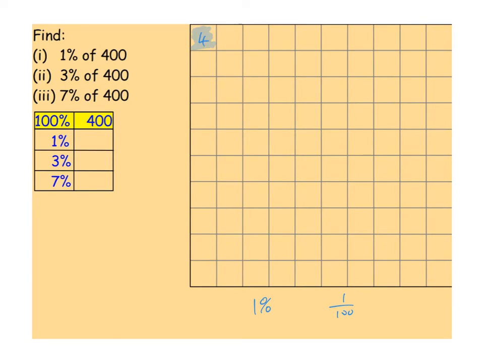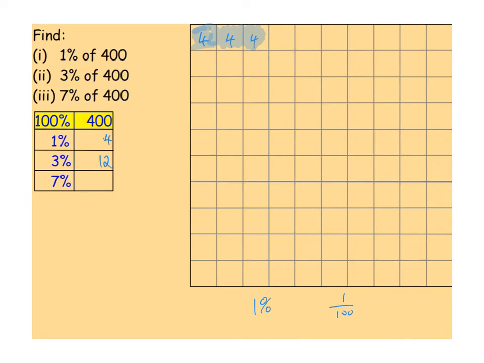I can write it in like that. 1% of 400 is 4. If I want 3%, well then I need to know what all 3, including the very first one that I shaded, all 3 that I've shaded together are worth. And we know that each one's worth 4, so I've got 3 4s there. 3 4s is 12, so 3% of 400 is 12.